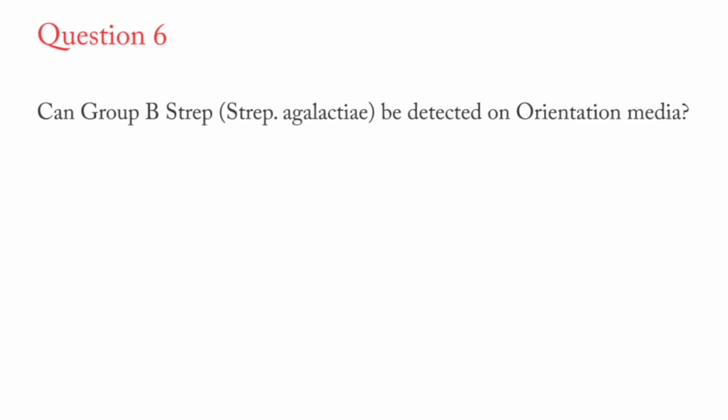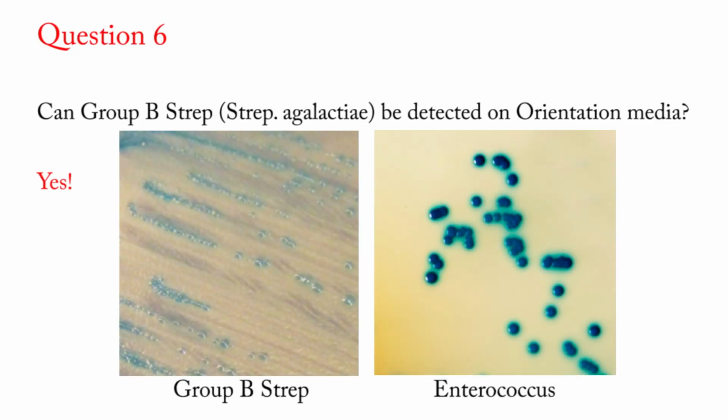Question 6. Can Group B strep be detected on orientation media? Yes. Group B strep appears as light blue-green translucent pinpoint colonies which are clearly distinguishable from Enterococcus, which appear a darker turquoise blue color.